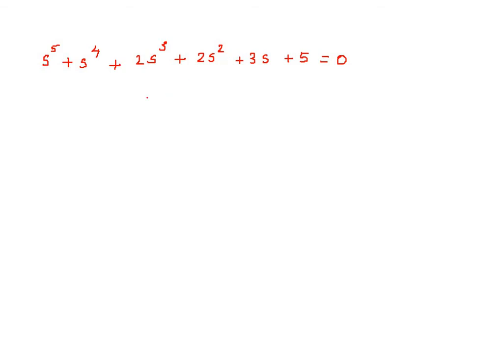In order to form the root table you have to form the rows starting from the highest power of s, that is starting from s raised to 5, s raised to 4, s raised to 3, then s square, s raised to 1, s raised to 0.